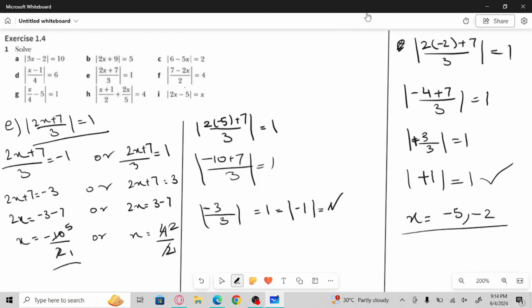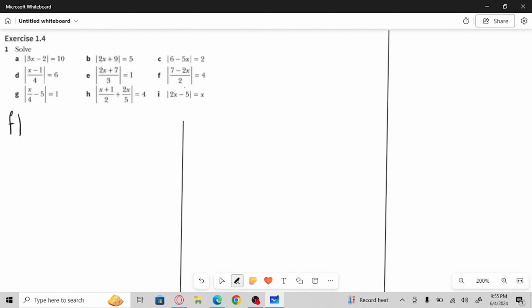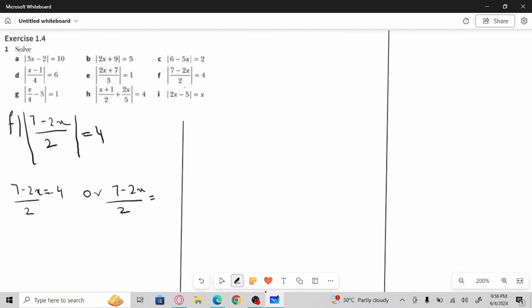Okay, let me erase the board for question number 1F. So for part F, we have |(7 - 2x)/2| which is equal to 4. We have two possibilities to this. (7 - 2x)/2 is equal to minus 4, or (7 - 2x)/2 is equal to positive 4. And this becomes 7 - 2x is equal to 8, or 7 - 2x is equal to negative 8.